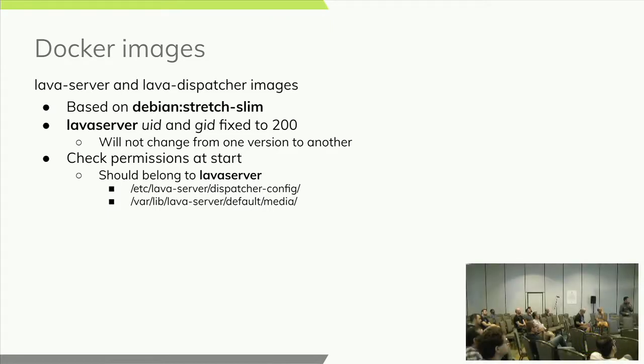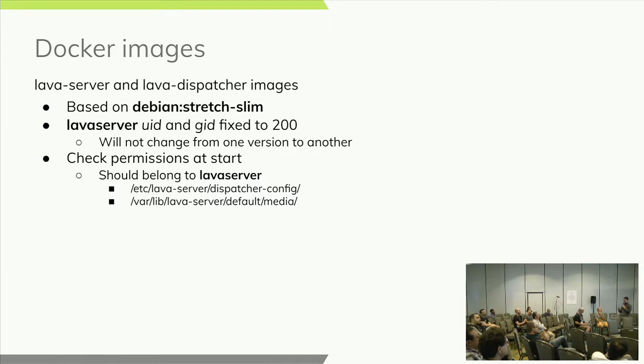For information, if you use your own instance, we provide lava-server and lava-dispatcher Docker images that you can use to install LAVA on your own machine. We use Debian Stretch Slim. We will go to Buster soon, not in this release, but in the next one. Something important changed: we fixed the lava-server user ID and group ID to be 200.